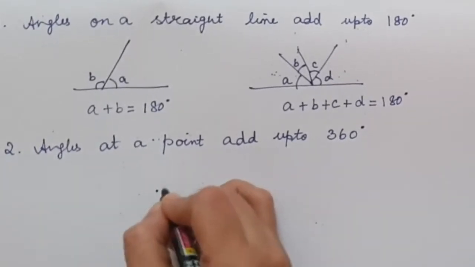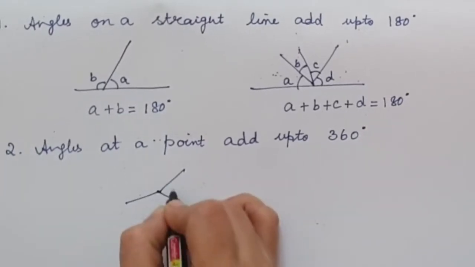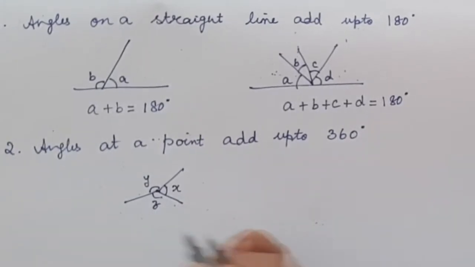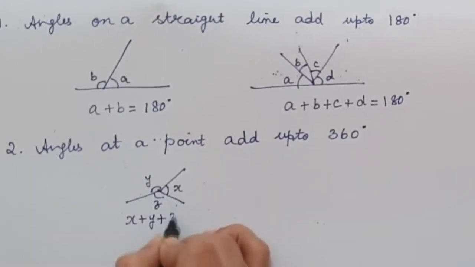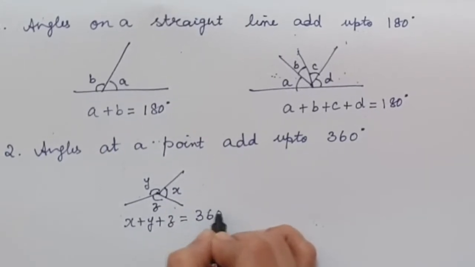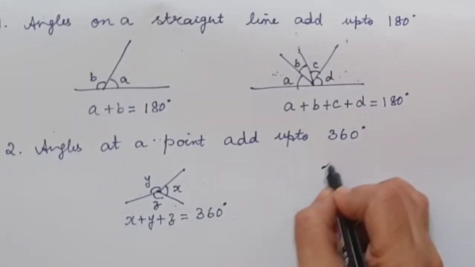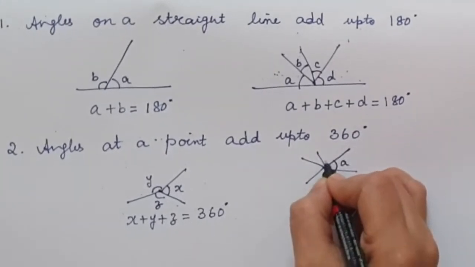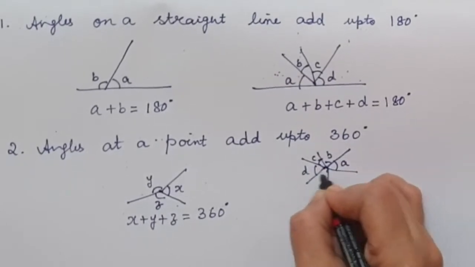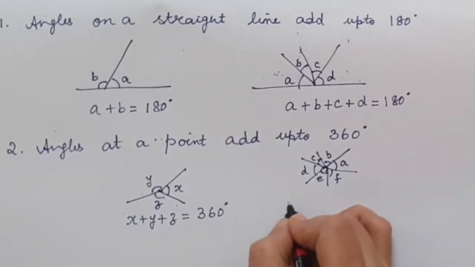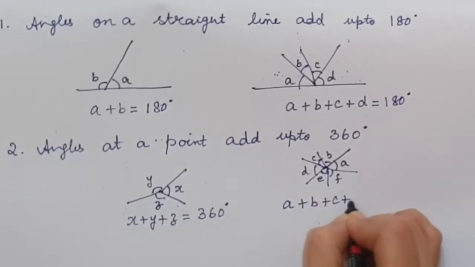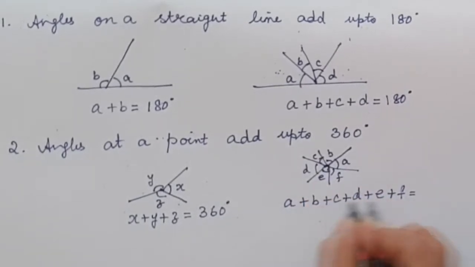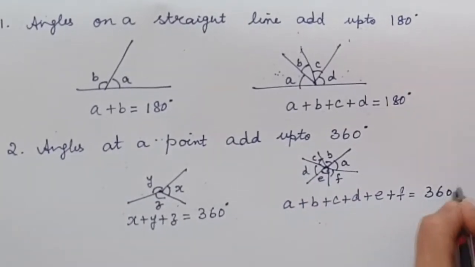That is, if we have a point and any number of angles at this point, suppose this is X and this is Y and this is Z, or we can name them A, B, C, no problem. So it is X plus Y plus Z, and when you add it up, it will be equal to 360 degrees. It is not only this, any number of angles for that matter. Like this, I'll name it A, this is B, this is C, D, E, and F. So when we add A plus B plus C plus D plus E plus F, all the angles formed at that point, it will be equal to 360 degrees.